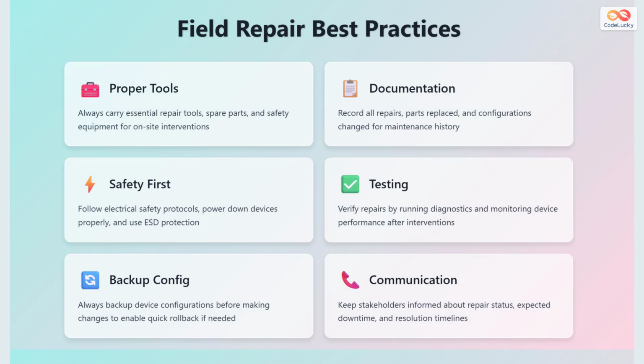Successful field repairs depend on following established best practices. Always carry proper tools, including essential repair equipment, spare parts, and safety gear for on-site interventions. Documentation is critical, requiring you to record all repairs, parts replaced, and configuration changes for maintenance history. Safety first means following electrical safety protocols, powering down devices properly, and using electrostatic discharge protection.